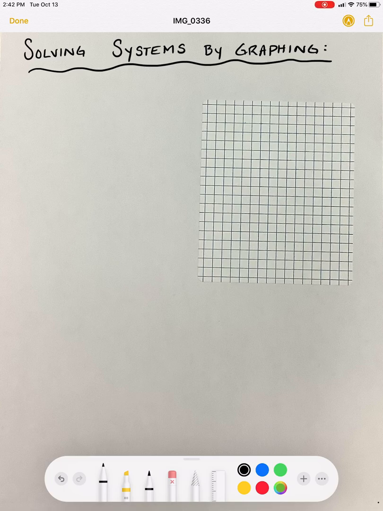Hi there. So let's go ahead and start a brand new page in our notebook. And we're going to title the top Solving Systems by Graphing. So I shorthanded a little bit. What I mean is solving systems of equations, which means we're going to have two or more. But our first technique that we're going to do is going to be by graphing.